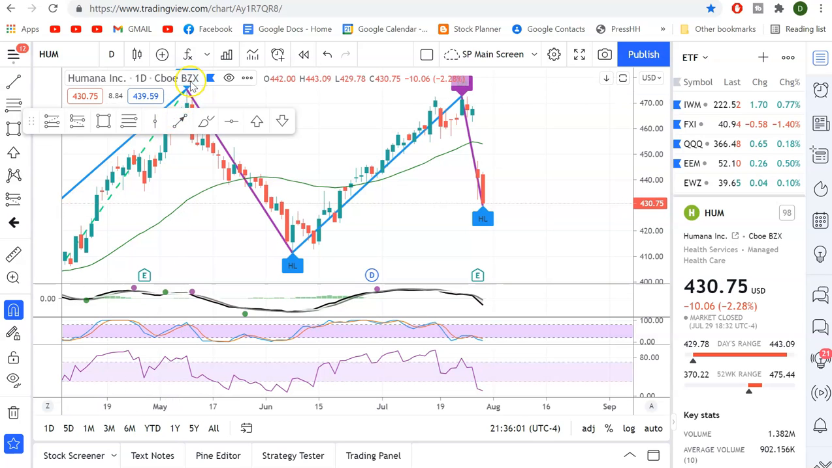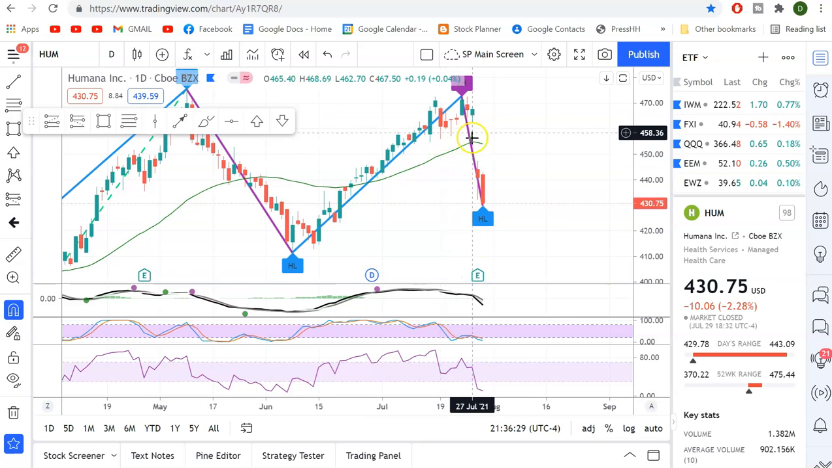The job of a swing trader is to catch these swings. Swing down, swing up. If you caught these swings, you've made a lot of money. This is Humana using the daily time frame and using TradingView. It's a free package. And you see it had earnings.